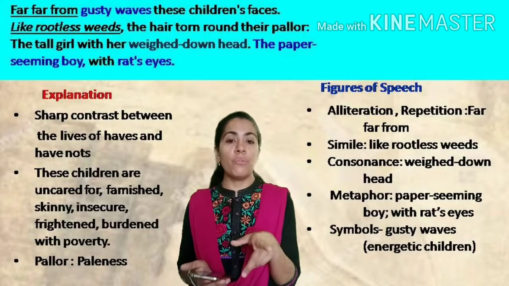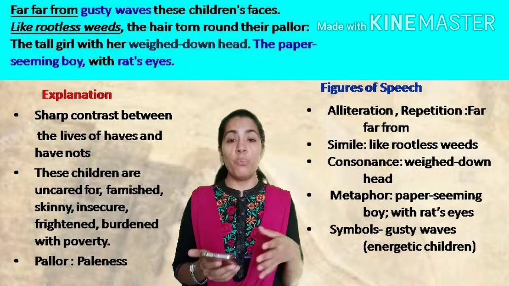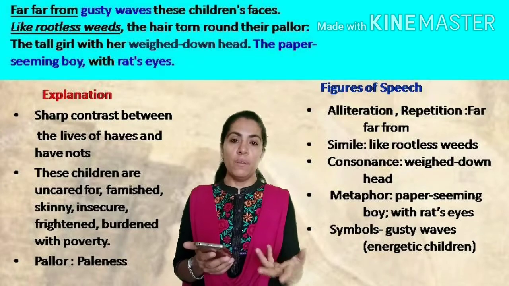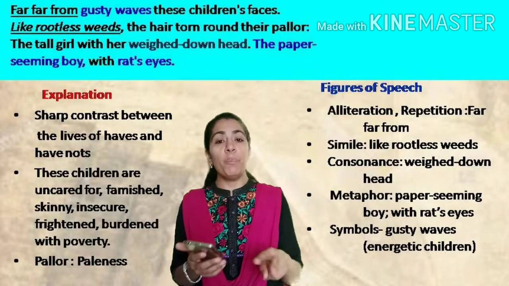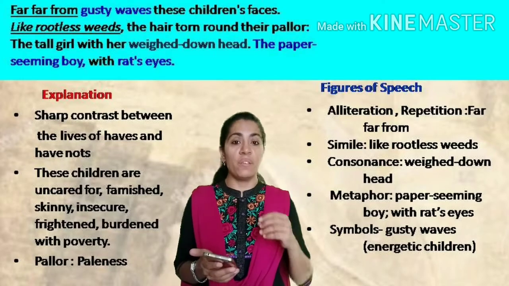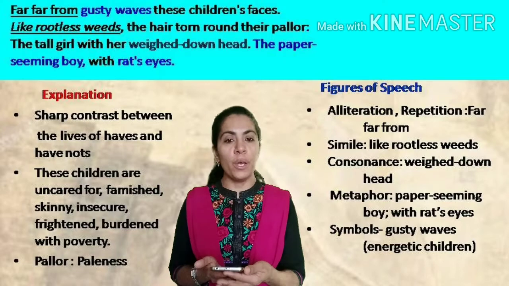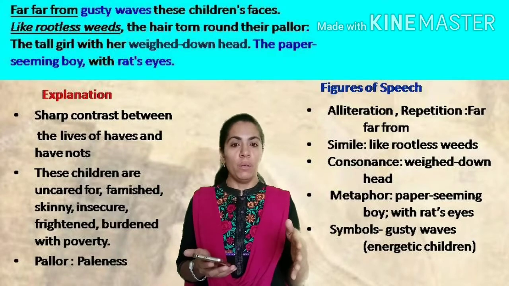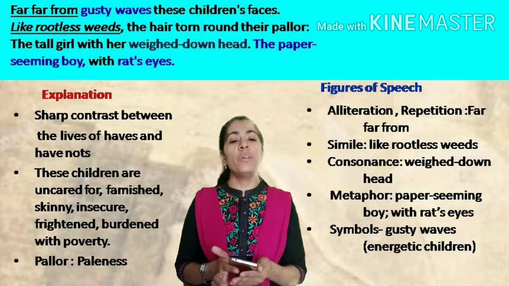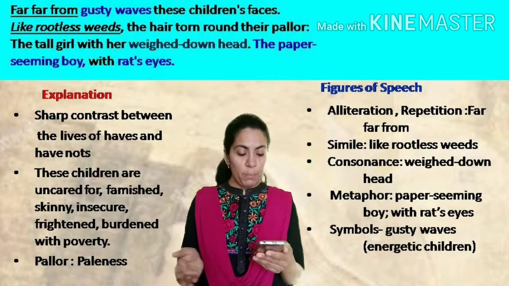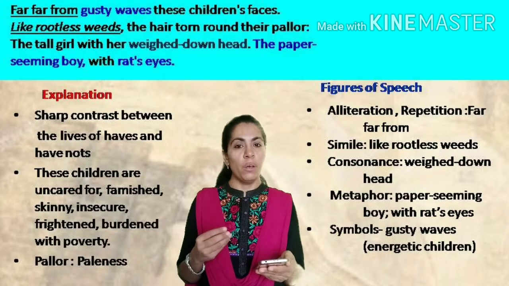Now, see the use of consonants here. The sound "d" is repeated. Weighed down head brings the heaviness which is there in the life of this girl. The paper seeming boy. See the stark comparison that the poet is using: comparing the boy to paper. The body, he's so frail, so skinny, and so malnourished that the poet is comparing him to a paper seeming boy with rat's eyes. A rat, what is a rat doing?